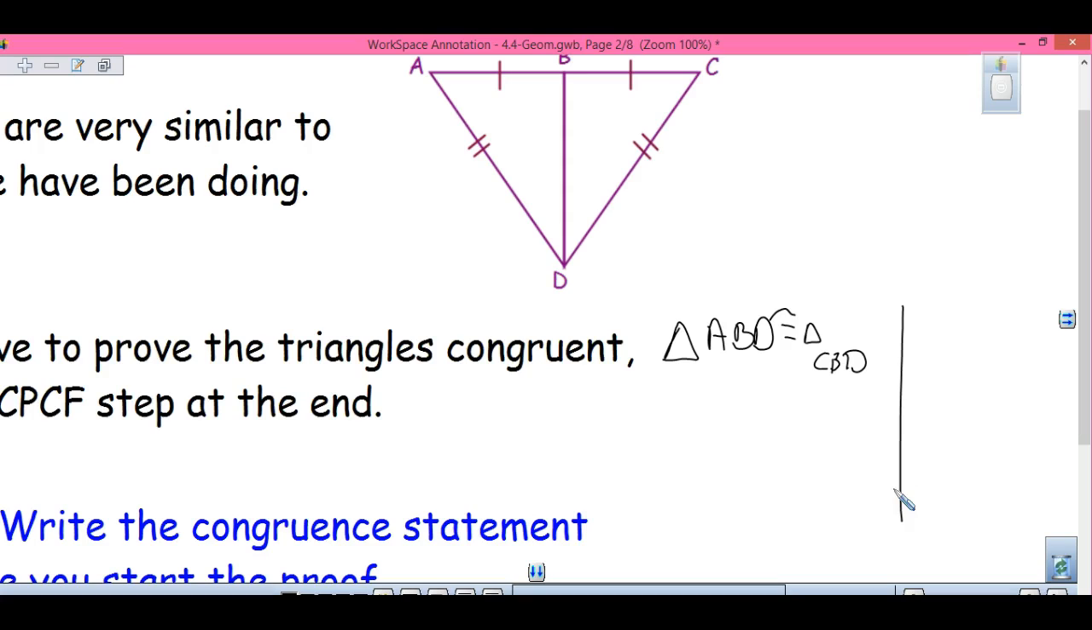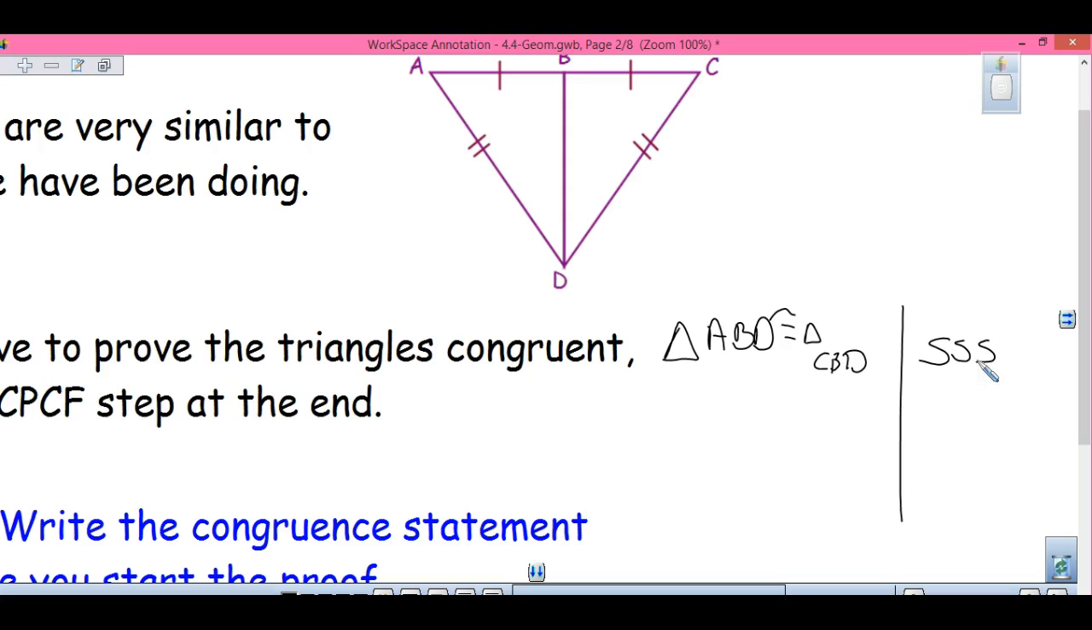No, not the triangles. That's not how the triangles are congruent. How are the triangles congruent? SSS. Okay, are you guys okay? Can I get on with the lesson here?